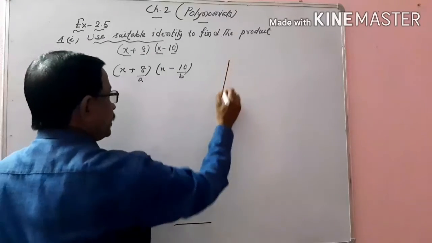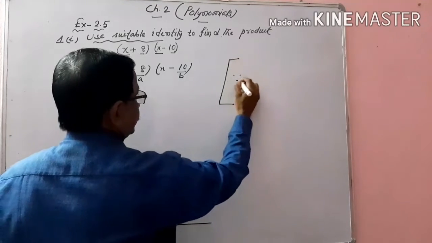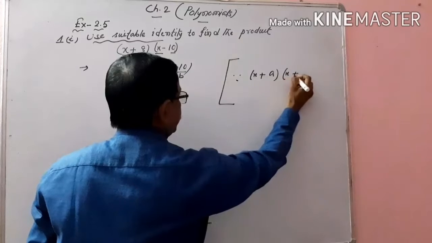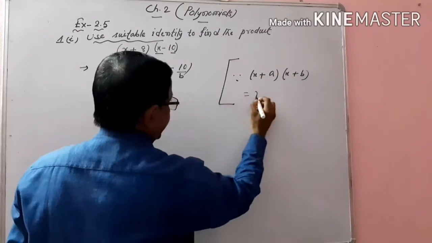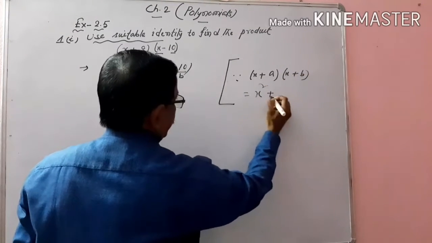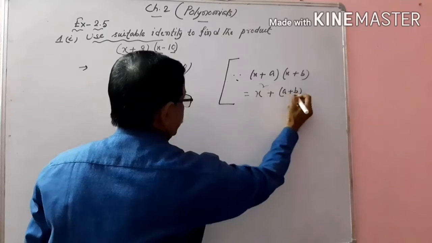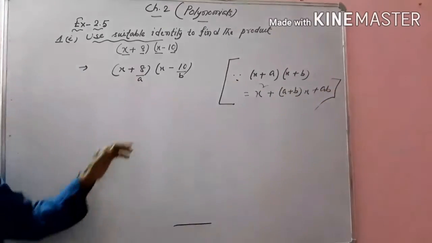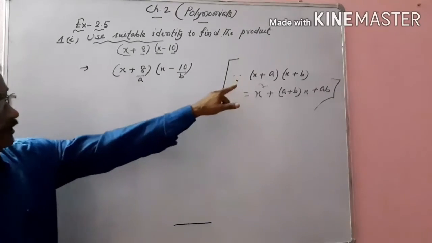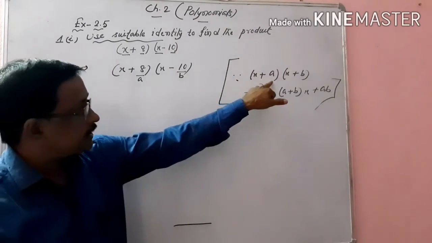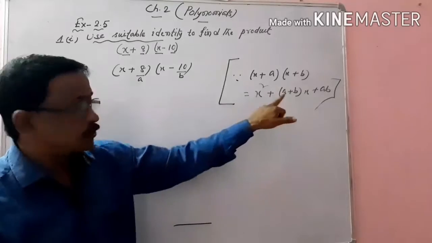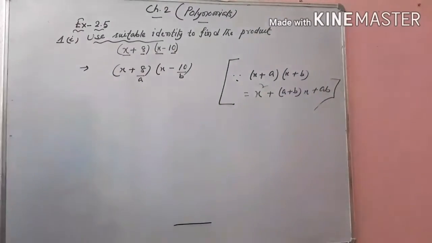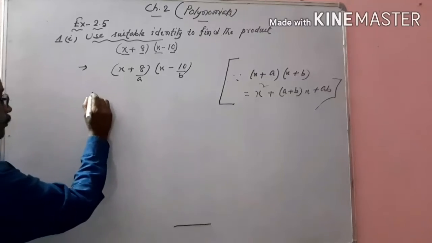So we know one identity: (x plus A)(x plus B) equals x square plus (A plus B) into x plus AB. Is it, guys? We know that identity: (x plus A)(x plus B) equals x square plus (A plus B) into x plus AB. Then how do you break this one?